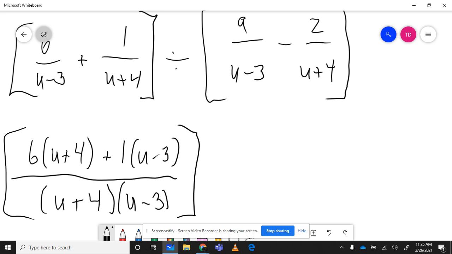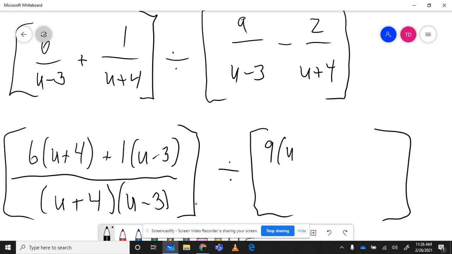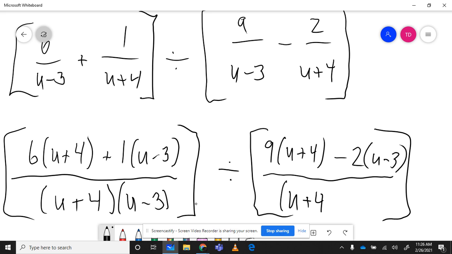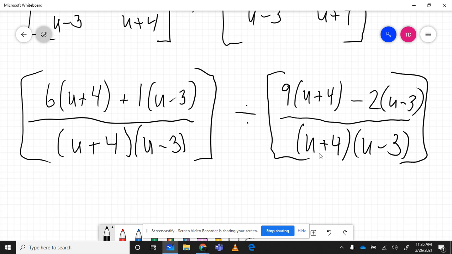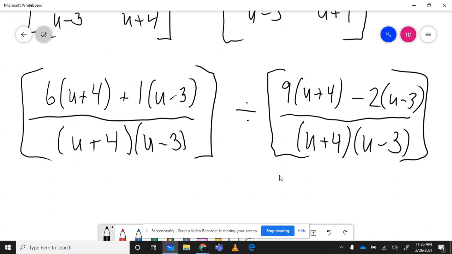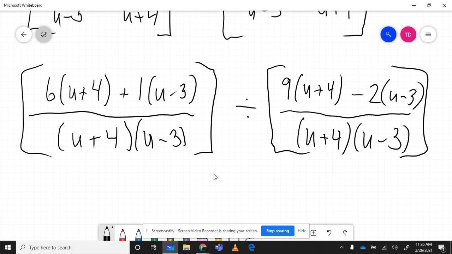That whole quantity will be divided by, over here, 9 times u plus 4 minus 2 times u minus 3, all over, same thing, u plus 4, u minus 3. Oh, this is going to be nice. Check this out. Okay, so since we're dividing, we're going to flip this fraction over, and then we're going to cancel out u plus 4, u minus 3. This one will be on the top now. So I would flip this, and this stuff here and here will cancel out.